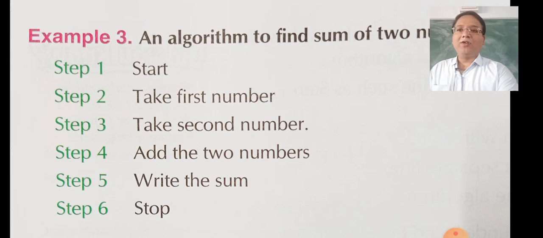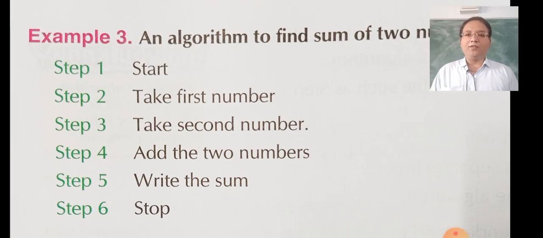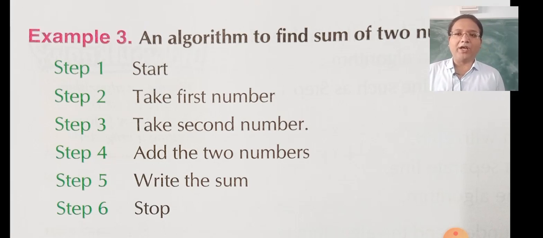Example 3, an algorithm to find the sum of two numbers. If you want to add two numbers, the algorithm is: Step 1, start. Step 2, take the first number. Suppose you are taking the first number as 2. Step 3, take the second number. Suppose the second number is 3. Step 4, add the two numbers. 2 plus 3 is equal to 5. Step 5, write the sum, that is 5. Step 6, stop.